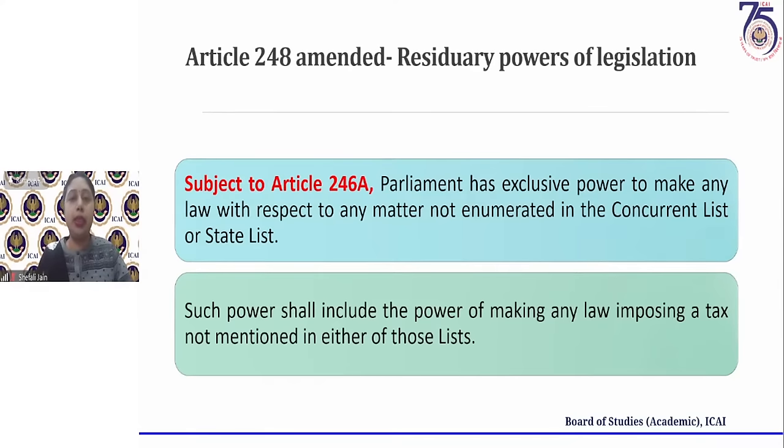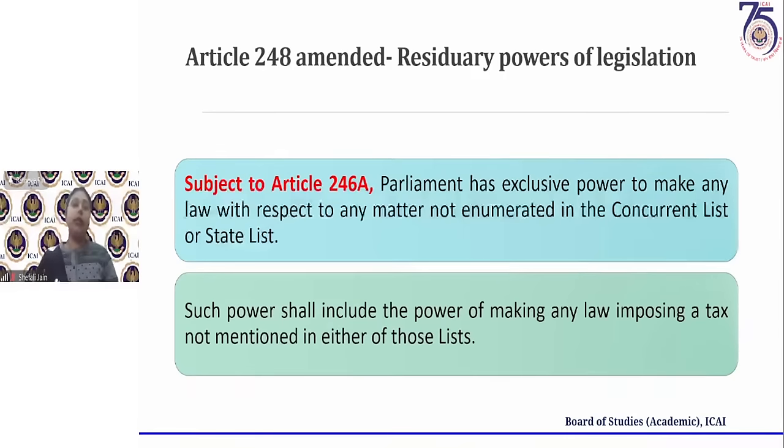Then it has made a separate list for the state, which is called the state list or list two, in which the subject matter on which states will make the laws has been listed. Then there is a common list that is called the concurrent list, in which the subject matters which are listed, on those subject matters, both center and states can make the laws. So these are the three lists where clear delineation, clear segregation of the powers of parliament and states, or center and states, is there to make the laws.